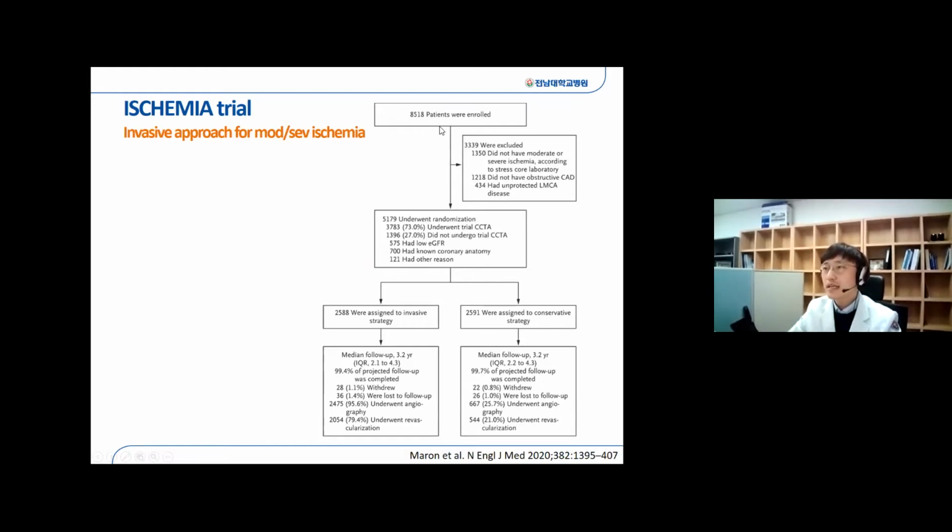Here, the initial enrollment screened over 8,000 patients with stable chest pain, and they performed cardiac CTA to exclude the patients with unprotected left main disease or no anatomical stenosis at all, so revascularization is not an option. Then 5,000 patients were finally randomized to invasive and conservative strategies, as you can see here.